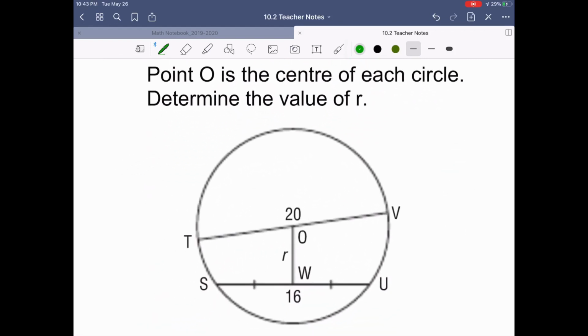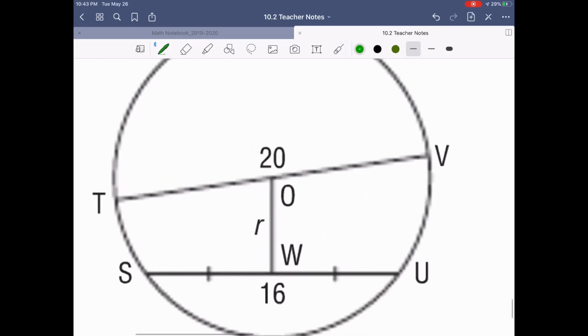Another example. Point O is the center of each circle. Determine the value of R. Okay, so here we have the center of our circle. It wants us to find the length of this line right here. It gives us the length of the chord SU, which is 16, which means that here is 8 and here is 8. And we know that the diameter is 20.